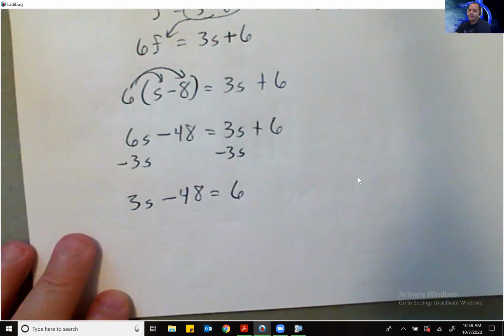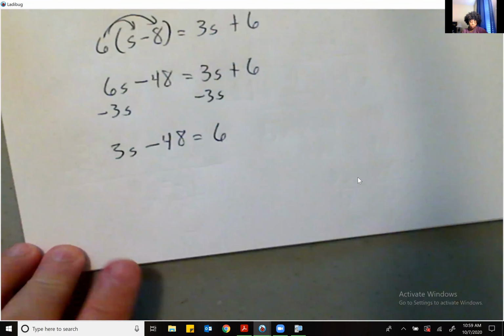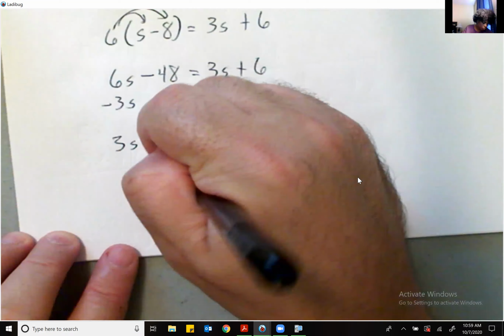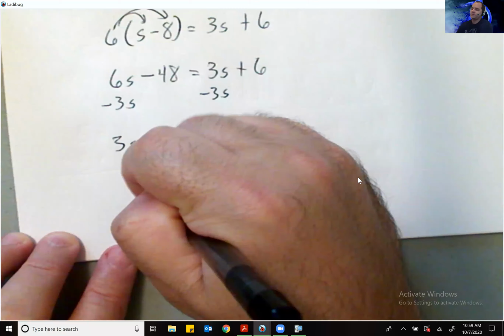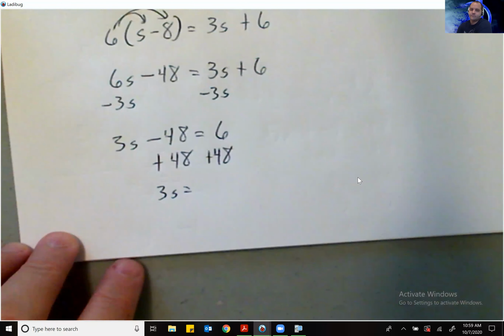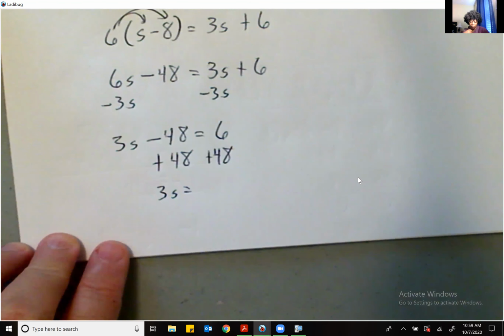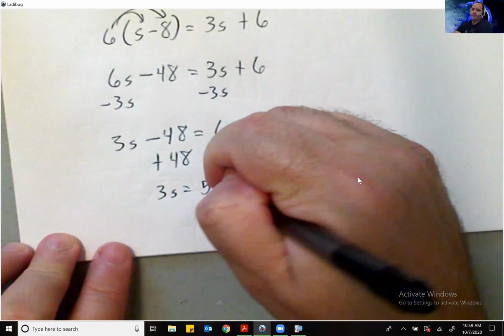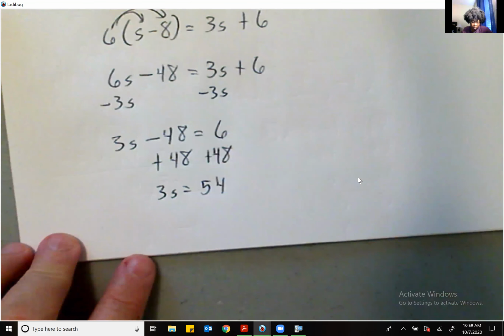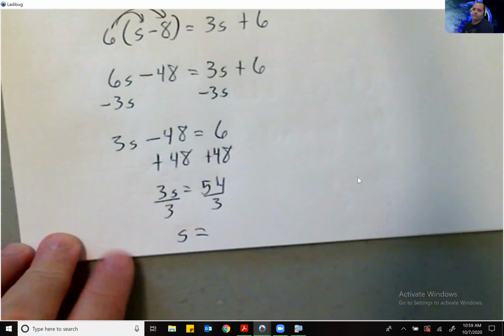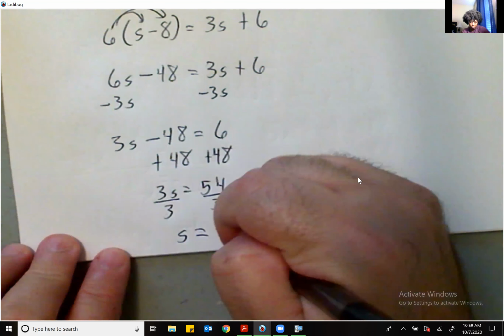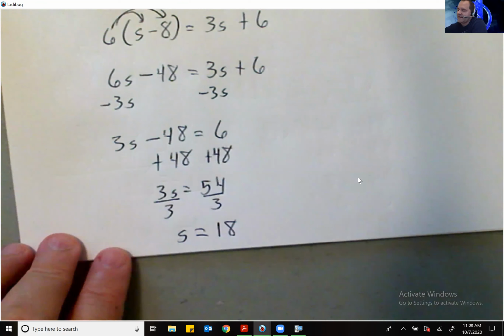Now what? Add 48 on both sides. So 3S equals 48 plus 6, 54. And now what do we do? Divide both sides by 3. So S is equal to 18. So now we know what the second number is.